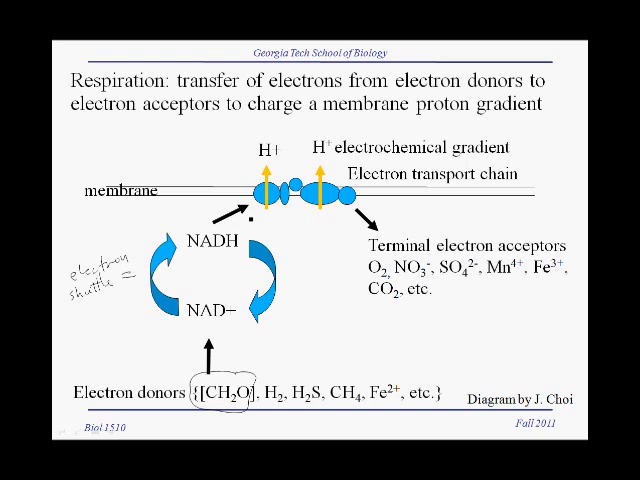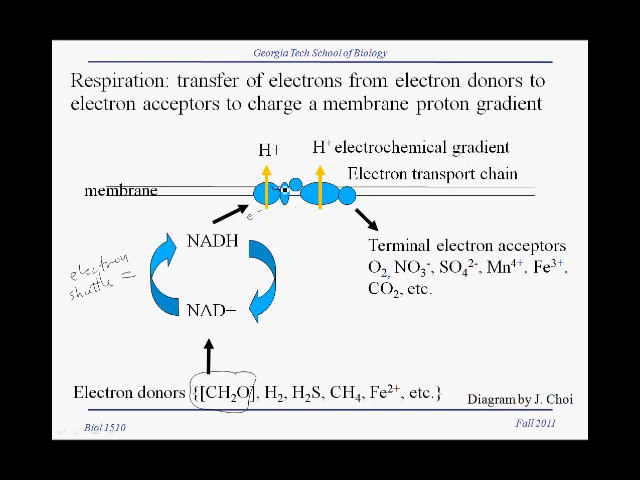NADH delivers the electrons to the membrane. And in bacteria, this is the bacterial plasma membrane. In eukaryotic cells, this is the inner mitochondrial membrane. Inside the membrane, the first component of the electron transport chain in the membrane becomes reduced. It accepts electrons from NADH.